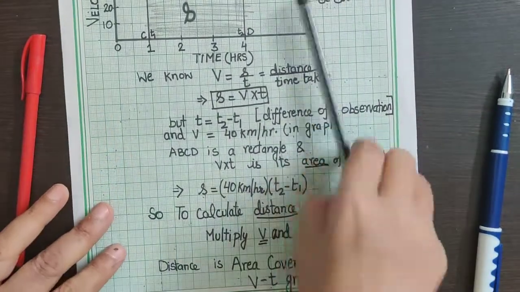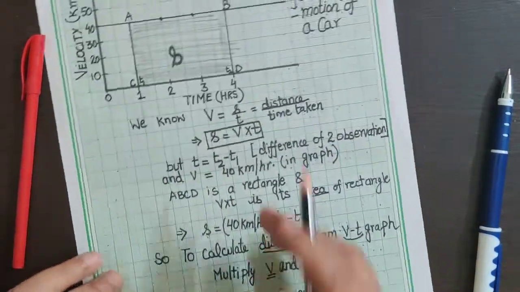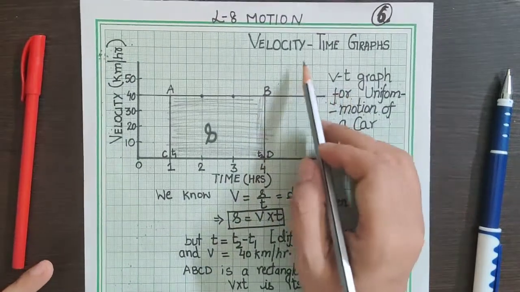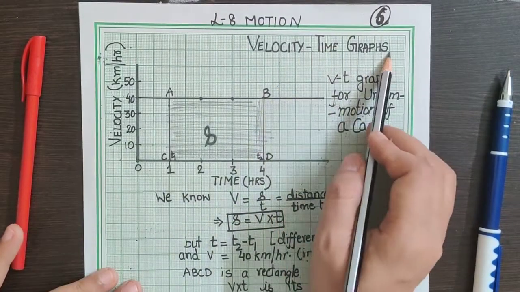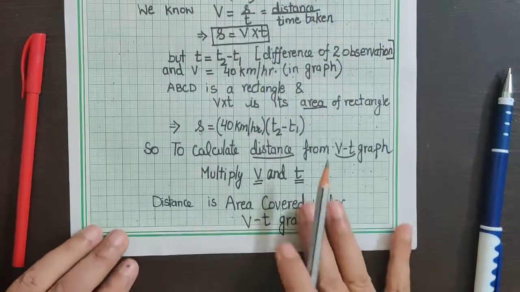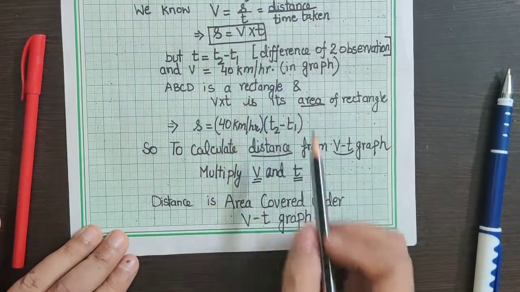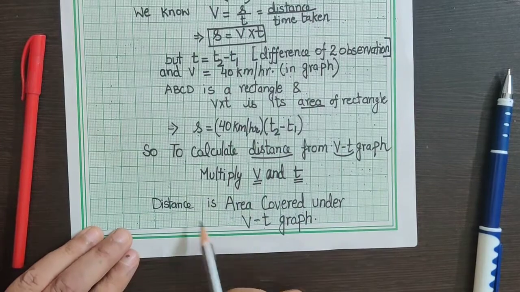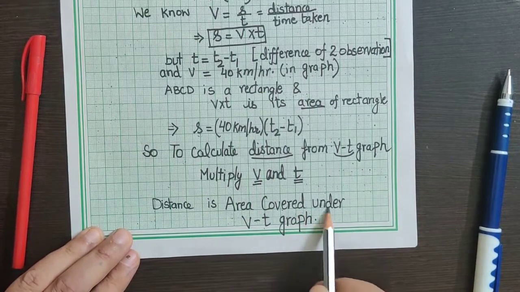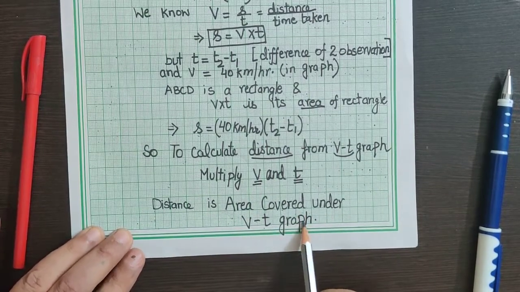I hope you have understood the velocity time graph and how to find out the distance from the velocity time graph. Distance covered is V into T, or it is the area covered under the VT graph.